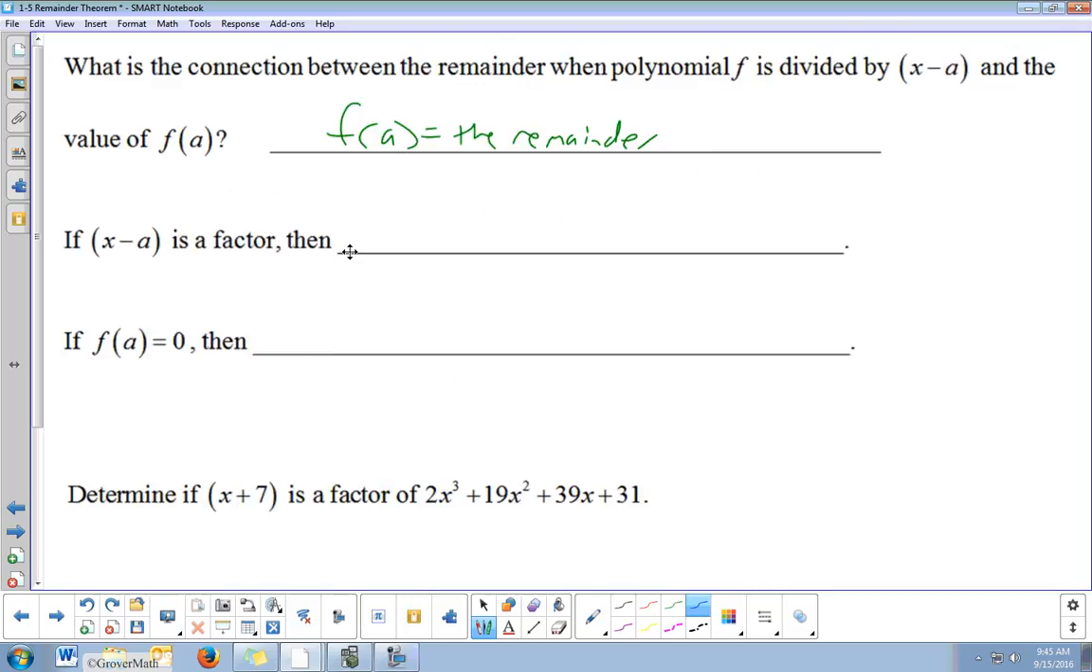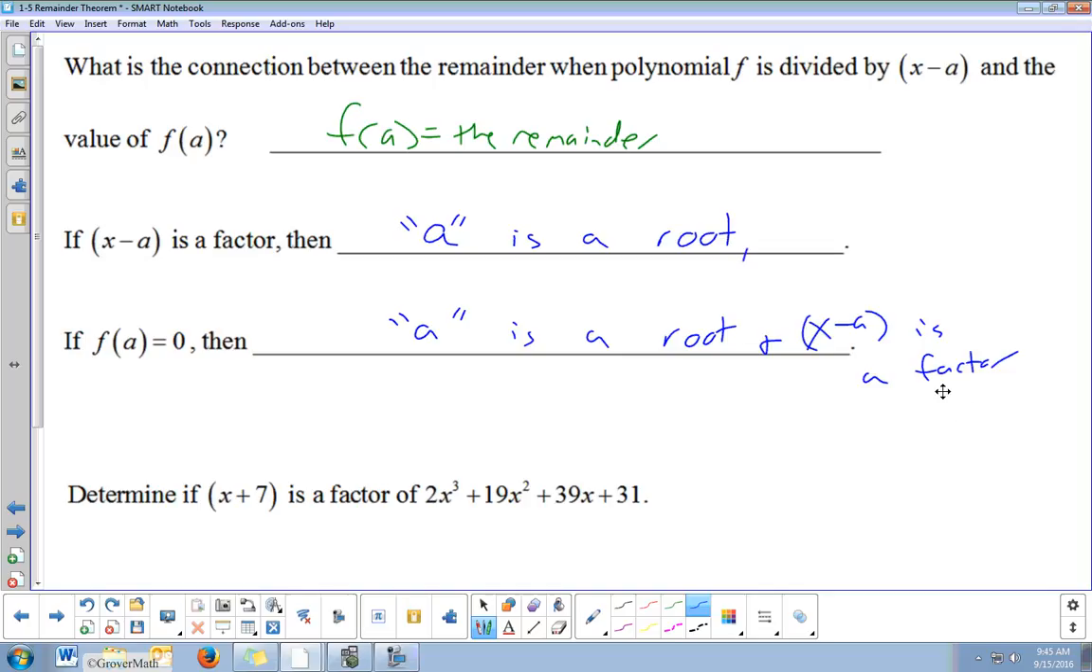So if x minus a is a factor, then a is a root. Probably should use a different letter than a. If f of a equals 0, then a is a root. And not only is a a root, but x minus a is a factor. So this is all kind of saying the same thing over and over again.